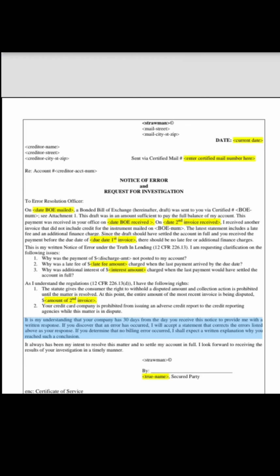If you discover that an error has occurred, I will accept a statement that corrects the errors listed above as your response. If you determine that no billing error occurred, I shall expect a written explanation of why you reached such a conclusion. It always has been my intent to resolve this matter and to settle my account in full. I look forward to receiving the results of your investigation in a timely manner. <Strawman> copyright. By <true name>, secured party.